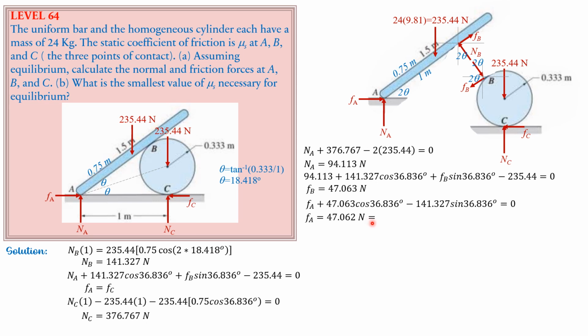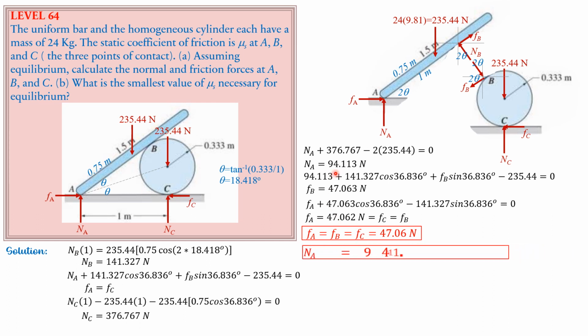So FA is also equal to 47.062 newtons, which is equal to FC here, and FC is equal to FB because they have practically the same values. So therefore, FA equals FB equals FC equals 47.06 newtons to four significant figures. Then NA is 94.11, NB is equal to 141.3, and NC is 376.8 newtons.